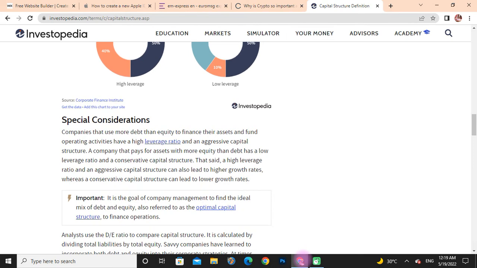Special considerations. Companies that use more debt than equity to finance their assets and fund operating activities have a high leverage ratio and an aggressive capital structure. A company that pays for assets with more equity than debt has a low leverage ratio and a conservative capital structure. A high leverage ratio and an aggressive capital structure can also lead to high growth rates. A conservative capital structure can lead to lower growth rates.